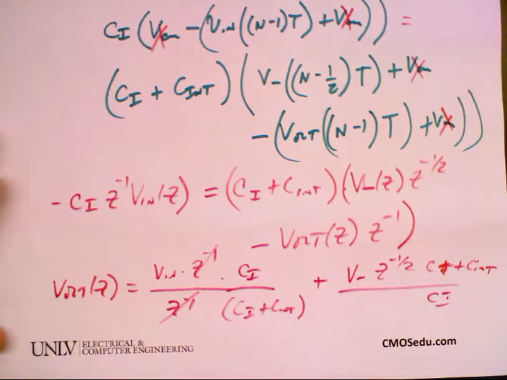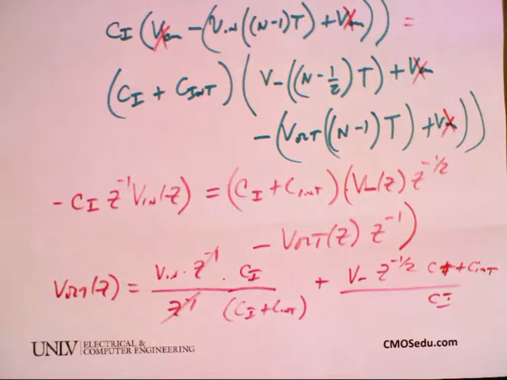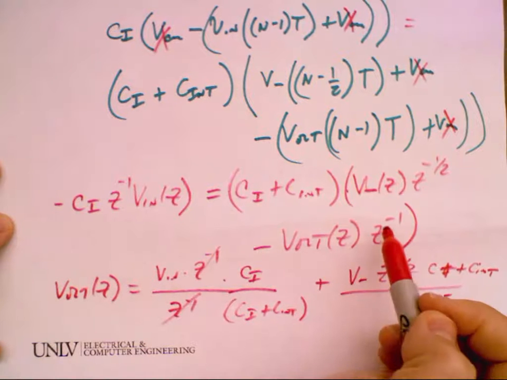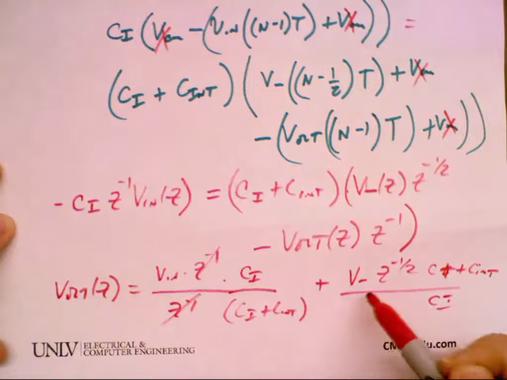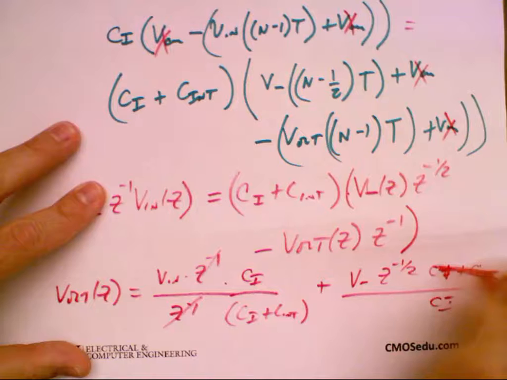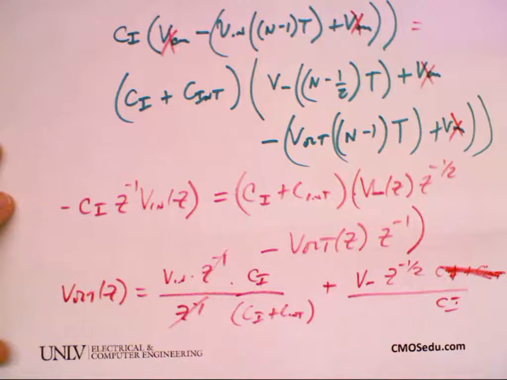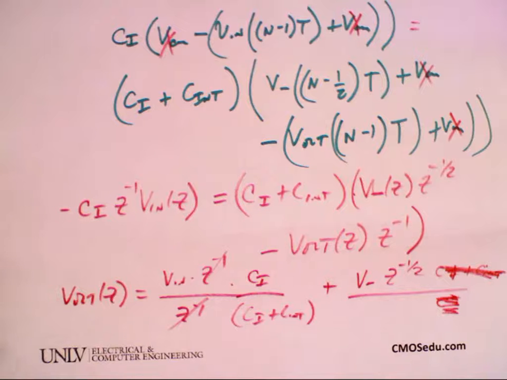Why am I pausing? Well, I moved this over, so it's v in ci z to the minus 1. Then I moved this over, so it'd be v out z to the minus 1 times ci plus c int plus. Oh yeah, we can just get rid of that. That was not what I was thinking, but wait, and I don't have this here either. So I made a mistake somewhere.